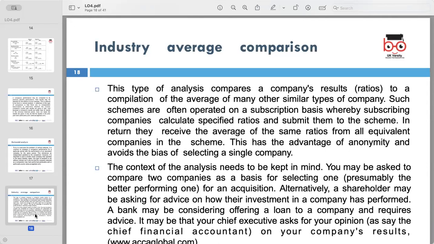Such analysis is important in scenarios like acquisition decisions, investment assessment, or loan evaluation, where stakeholders require objective insights into a company's financial health.